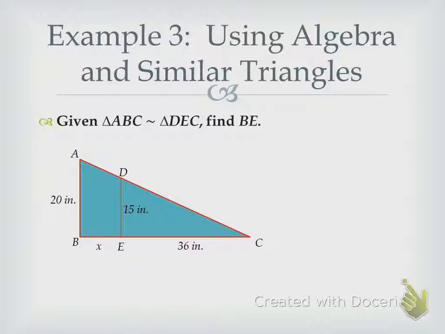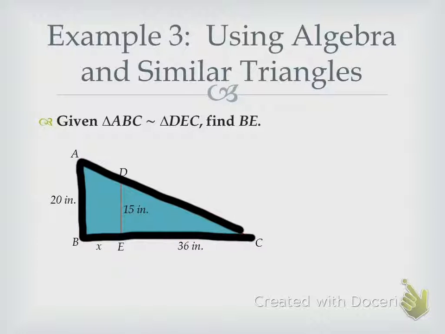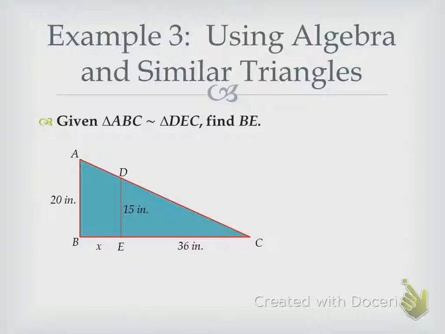Now, here's what I want you to see from the start. You have one large triangle, triangle ABC. You see that? Okay, that's one triangle. Then you have a triangle inside the triangle, and that's going to be triangle DEC. So you have a smaller triangle within a larger triangle. Do you see that? Yeah. All right, so now we need to set up a proportion using corresponding sides, and we need to solve for the side that we don't know.